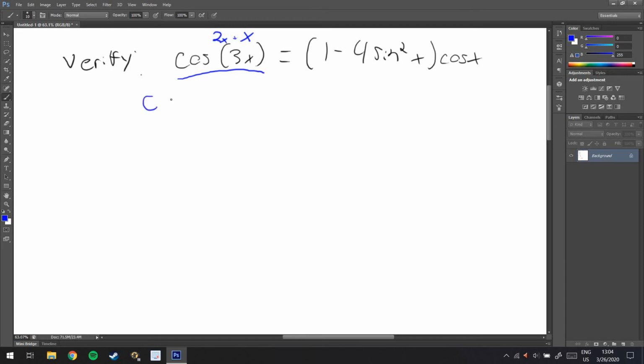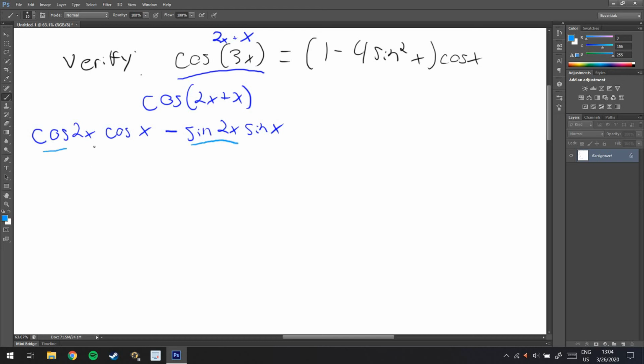So over here, we're going to have cosine of 2x plus x. I'm not going to bring this down yet. Well, I know this is the sum identity for cosine. Cosine is cosine of 2x times cosine of x. For cosine, it's the opposite sign. So I'm going to have minus instead of plus, and then sine A, which is 2x, sine B, which is x. Cool. I now have double angle properties. I've got a sine of 2x and I've got a cosine of 2x. Alright?